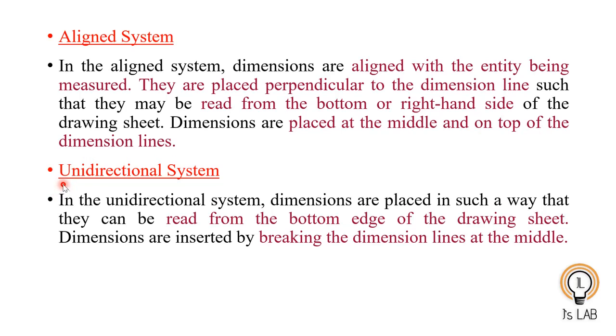Next type of system is the unidirectional system. In the unidirectional system, the dimensions are placed in such a way that they can be read from the bottom edge of the drawing sheet. Dimensions are inserted by breaking the dimension line at the middle. These are the two systems, aligned system and unidirectional system. I will show you with an example.